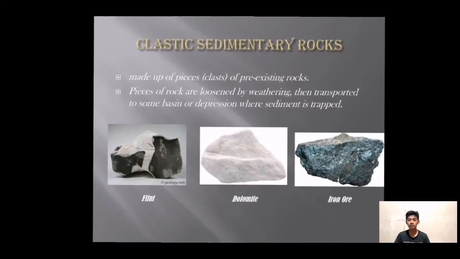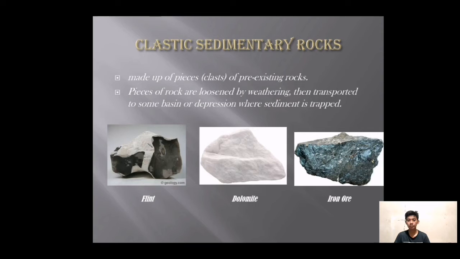Clastic sedimentary rocks are made up of pieces of glass or pre-existing rocks. These are rocks that are loosened by weathering and transported to some basin where the sediments are trapped. These are the examples of clastic sedimentary rocks: flint, dolomite, and iron ore.